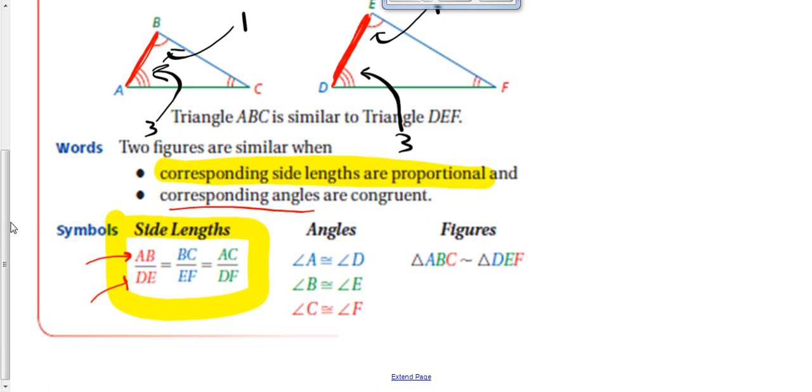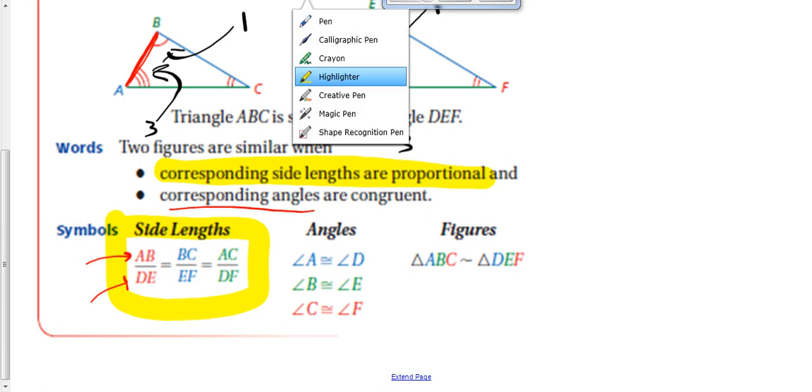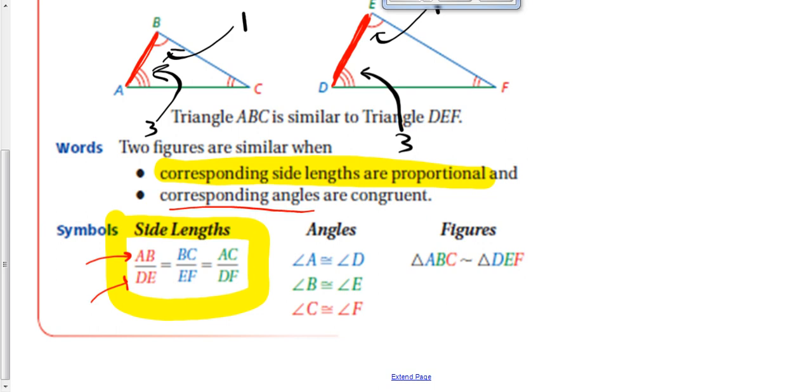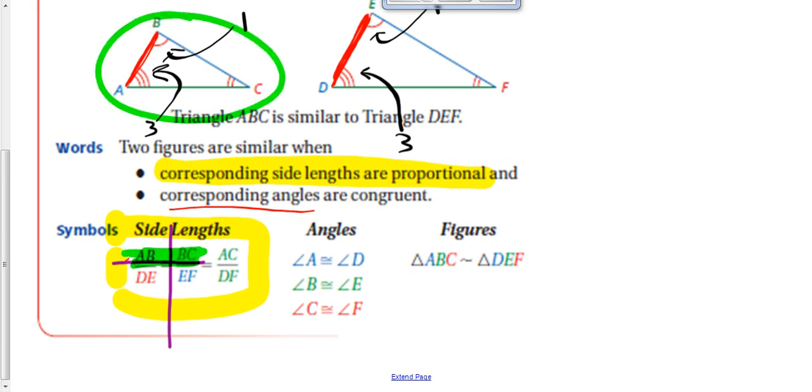Now you'll notice also that sometimes we set up this square thing, which looks kind of like this. It shows that anything in this row or column has something in common. There's something special about them together. If you look at the top row, you'll notice that AB and BC are both from this triangle. And if you look at the bottom row, you'll notice that DE and EF are both from this triangle.